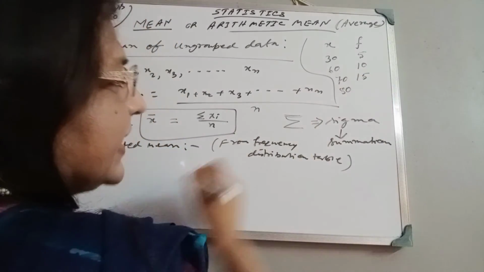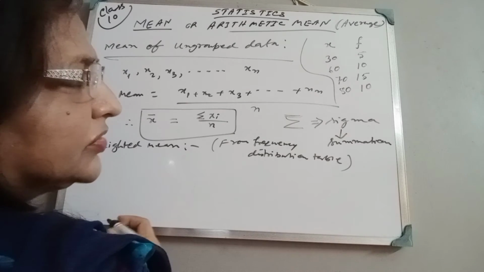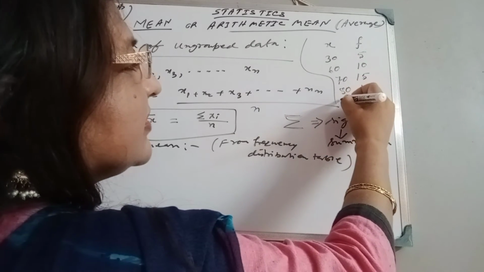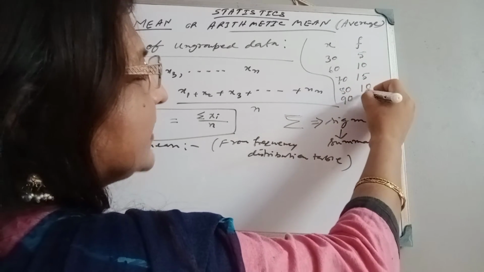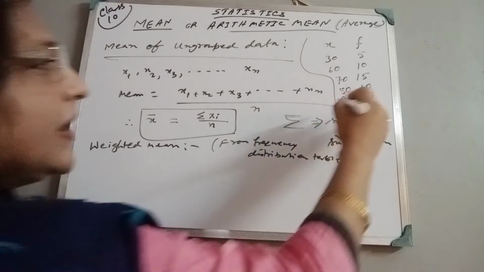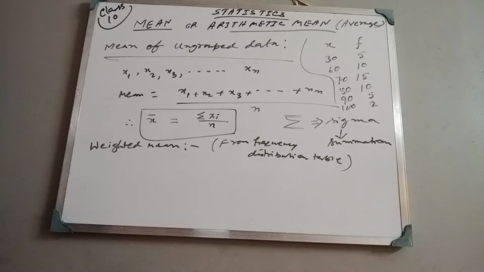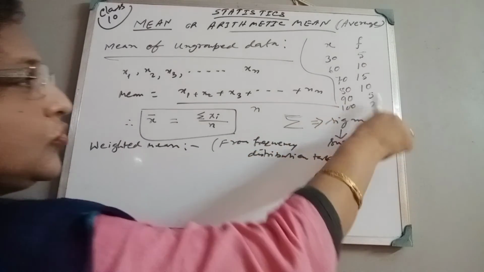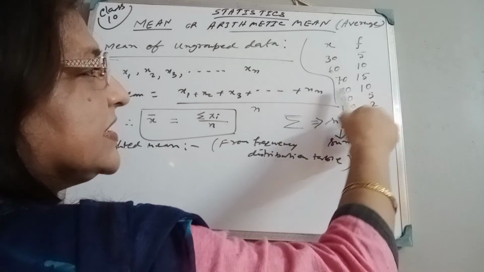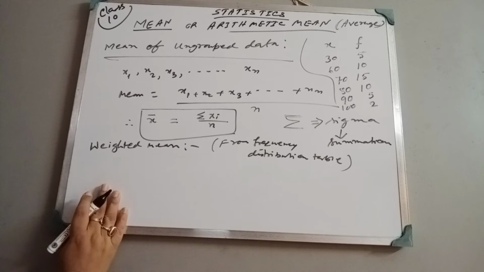If I write 80, say 10 students got 80 marks from your class, that means the frequency of 80 is 10. Similarly, if I write 90, say 5 students got 90, and 100, say only 2 students got 100 out of 100. That means the frequency of 100 is 2, the frequency of 90 is 5, the frequency of 80 is 10, like this. This is known as the frequency. Now what is weighted mean?